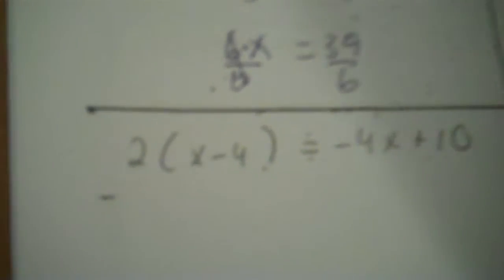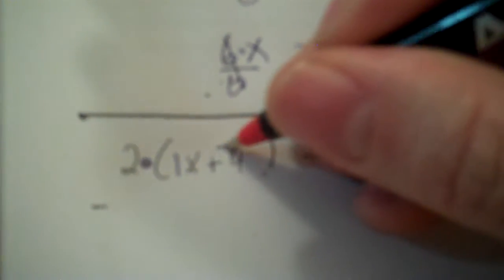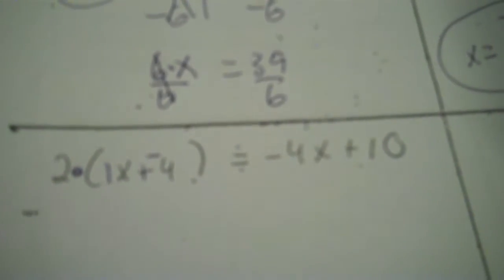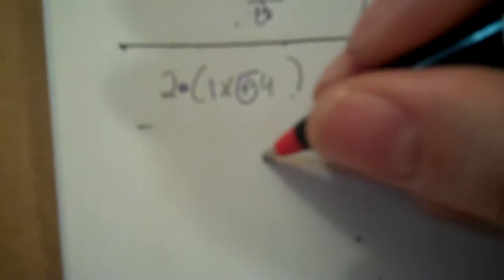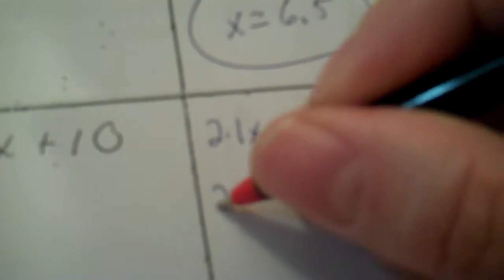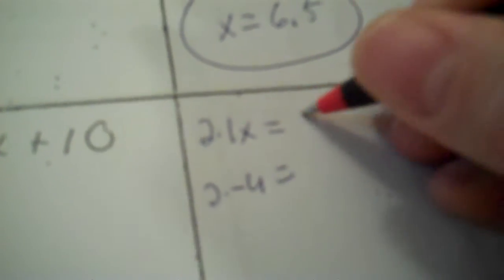Okay. Next one, 2 times the parentheses 1x plus negative 4 equals negative 4x plus 10. So we have to get rid of our parentheses first. So here's the plus, you drop that, then you take 2 times 1x and 2 times negative 4. So it's going to be 2x and negative 8. The other side, negative 4x plus 10.